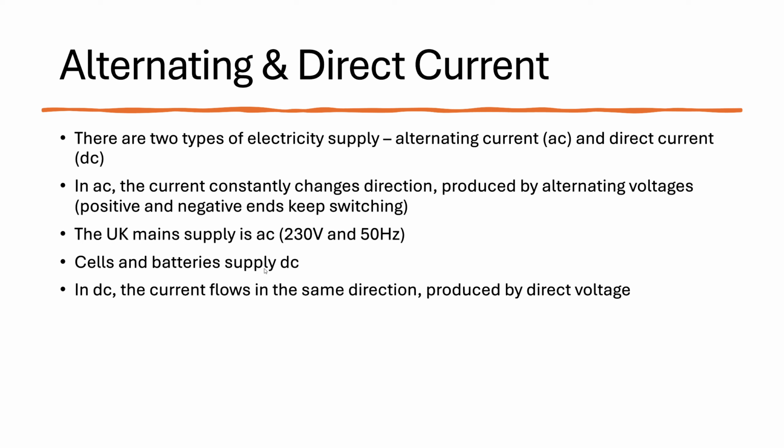And cells and batteries are then the ones that supply DC. So, for example, if you've got a PlayStation controller, the battery that will charge that is a direct current. So yeah, the current flows in the same direction. That's produced by a direct voltage. So that's basically the difference between them two.